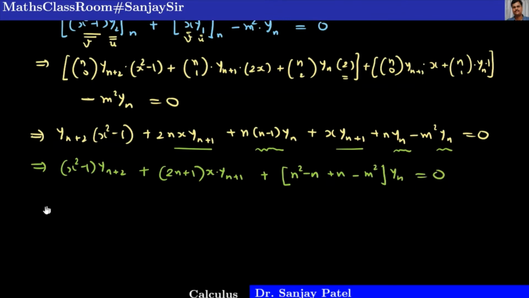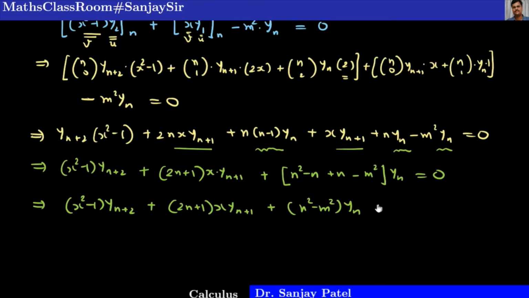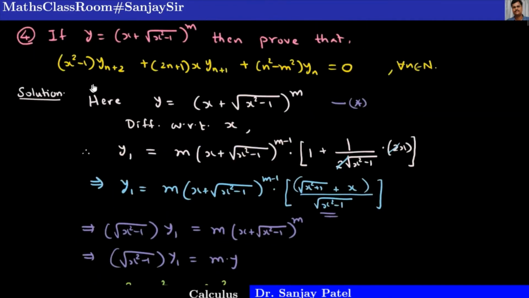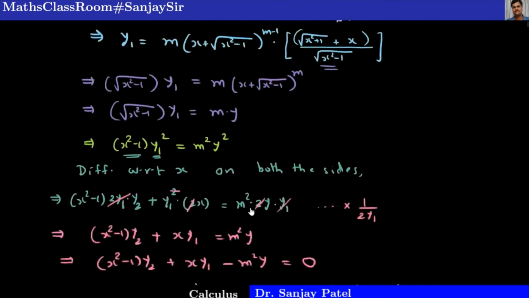Okay, so this gives us x square minus 1 into yn plus 2 plus 2n plus 1 into x into yn plus 1 plus n square minus m square into yn is equal to 0. So because these two will be cancelled, and this was the required result. You can see here x square minus 1 into yn plus 2, 2n plus 1 times x into yn plus 1, and plus n square minus m square into y. So that is proved here.